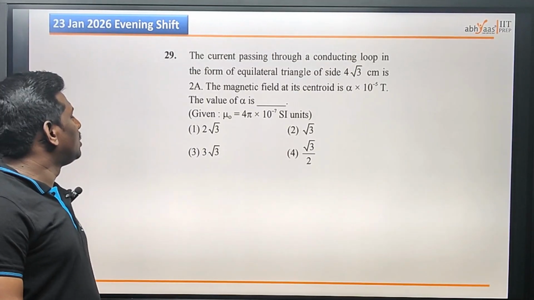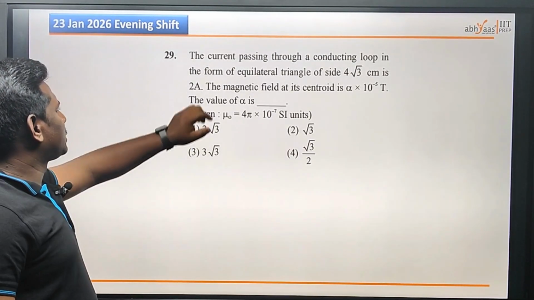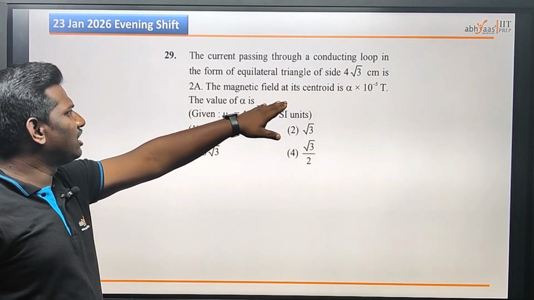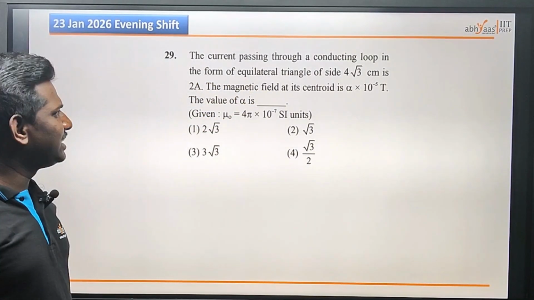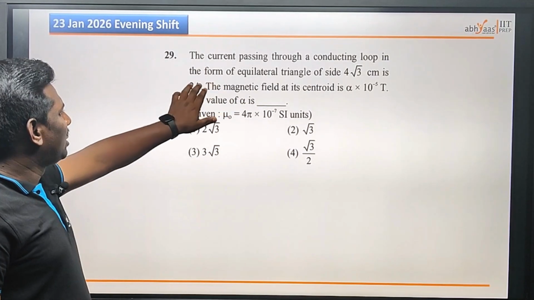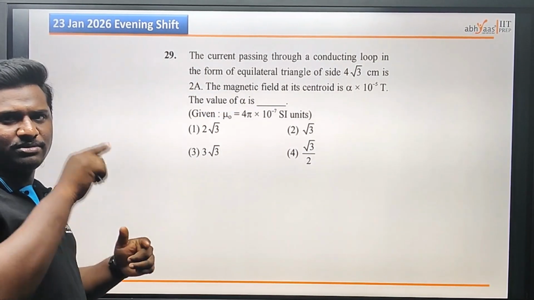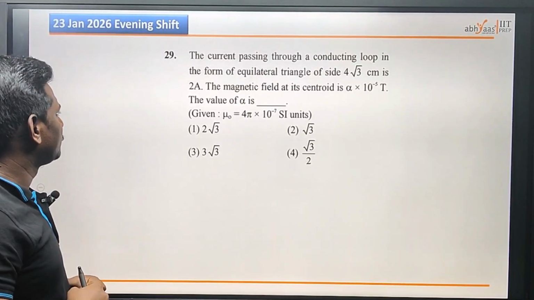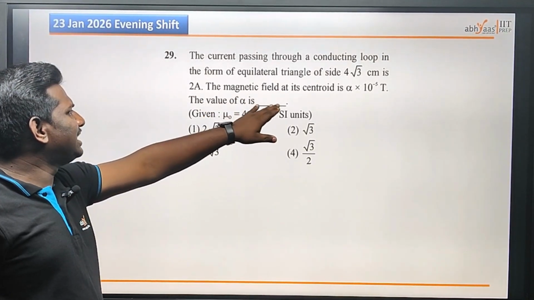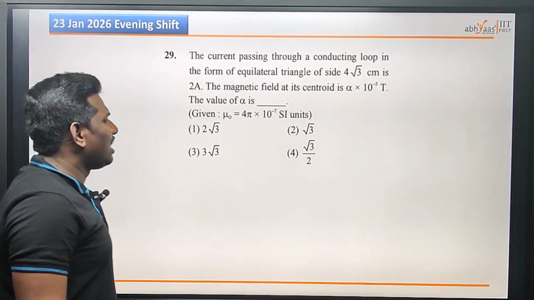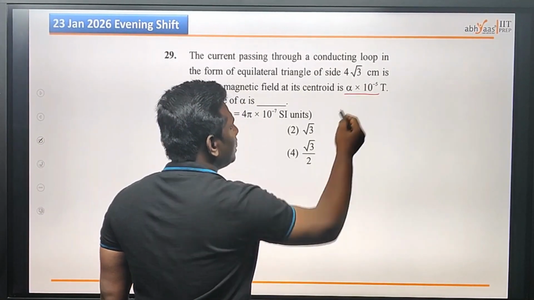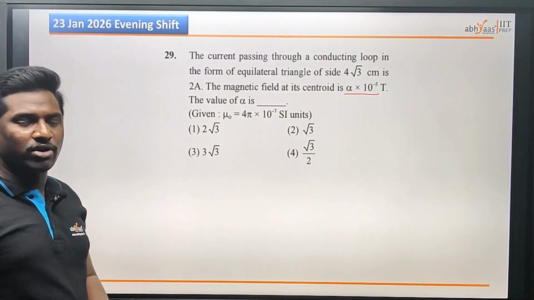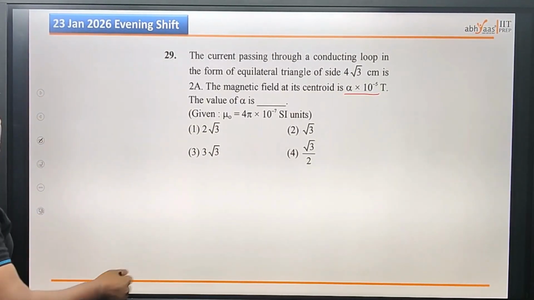Next, question number 29. The current passing through the conducting loop in the form of equilateral triangle of side 4 root 3 centimeters is 2A. They have given one triangle which is passing 2 ampere current. The magnetic field at its centroid is alpha times some value, and you have to find the alpha. What do you have to find? Magnetic field at centroid.